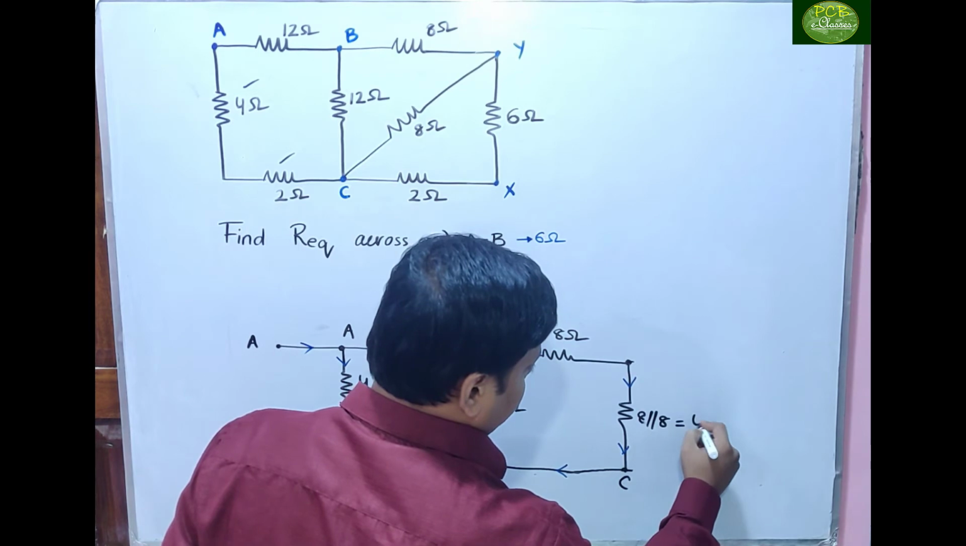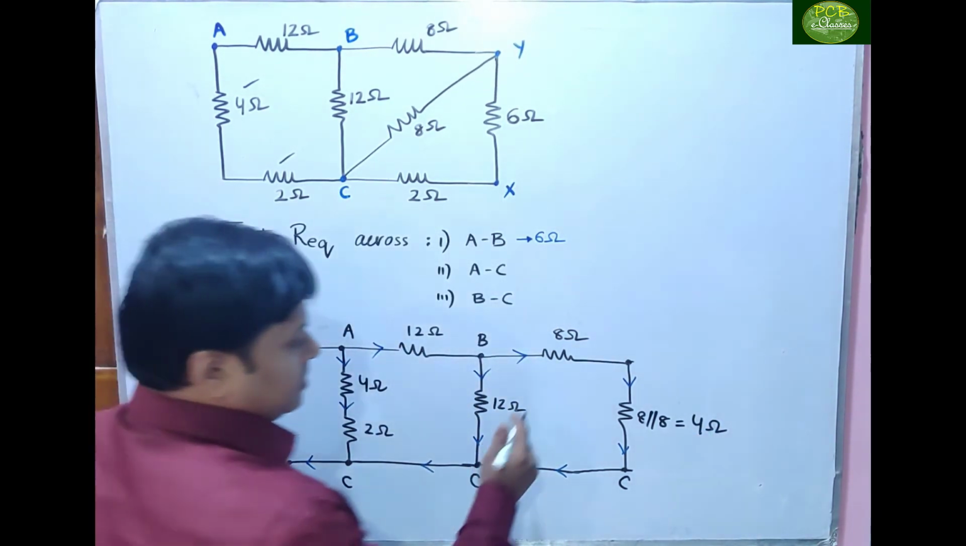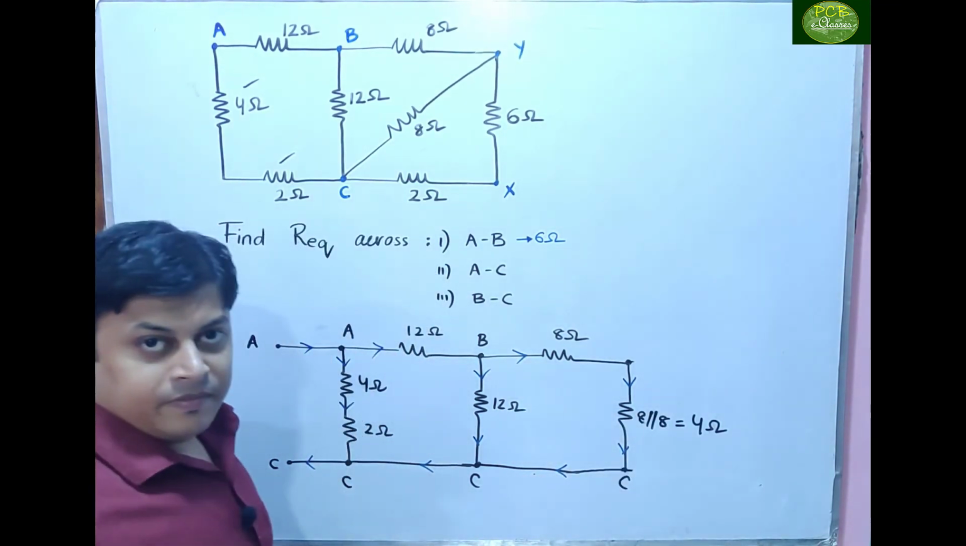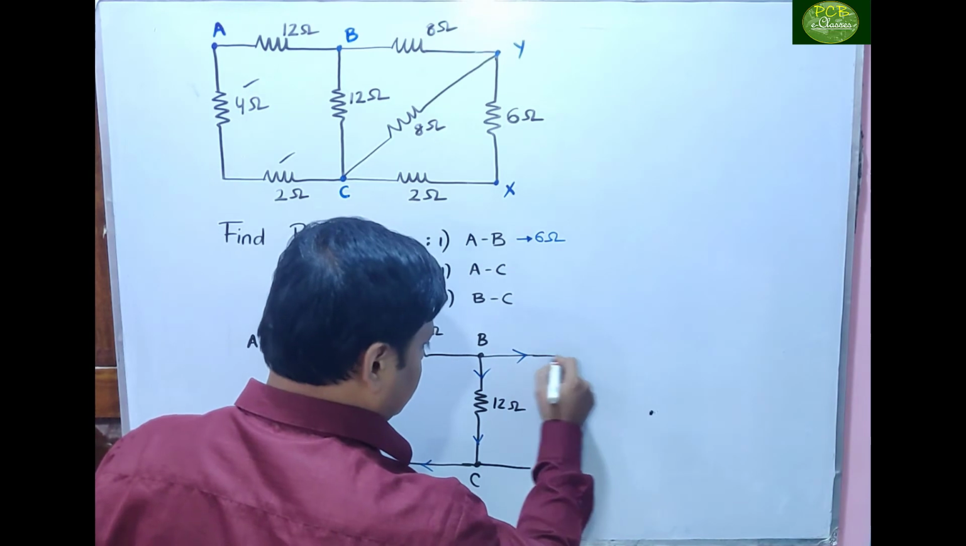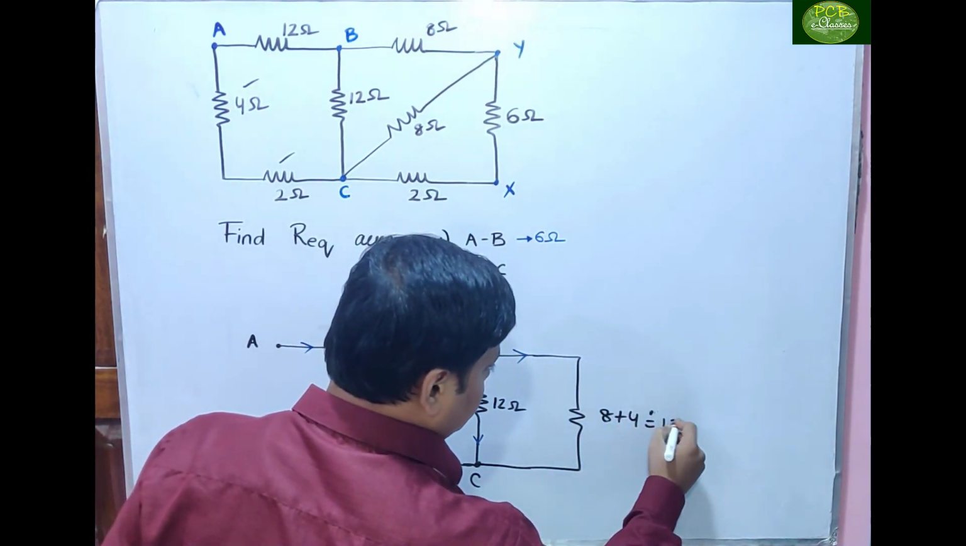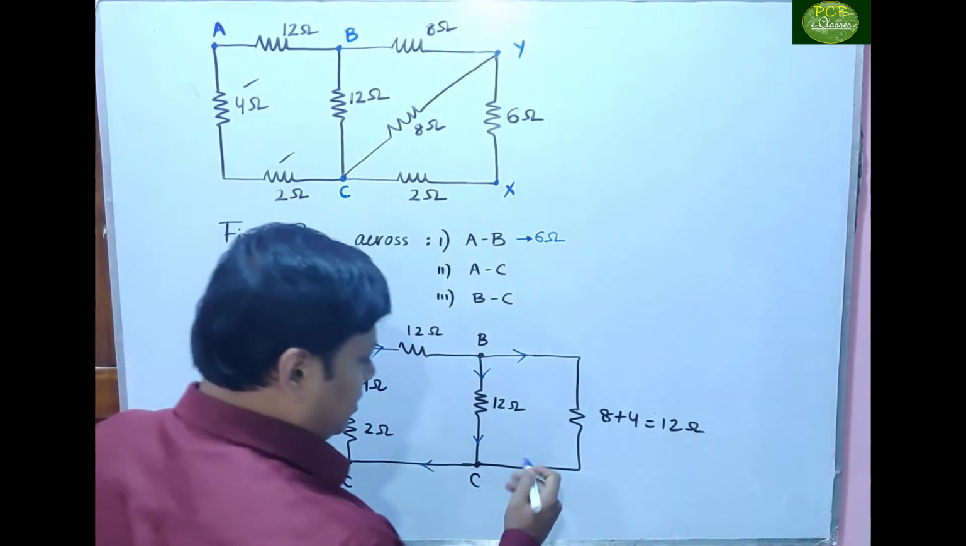8 parallel 8, that is equals to 4 ohm. Fine. Next, the current flowing in the 8 ohm and this 4 ohm is the same. So I can write down this one as 8 plus 4 equals to 12 ohm. The current directions are as usual.